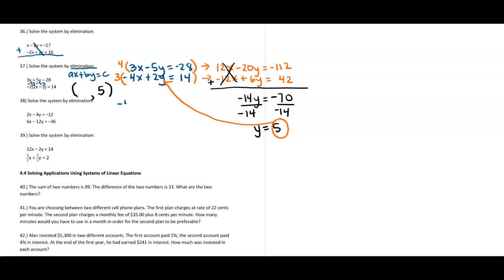So that would be negative 4x plus 2 times 5 equals 14. So negative 4x plus 10 equals 14. Let's subtract the 10 over. Negative 4x equals 4. So x equals negative 1. So there is my other part of my answer.